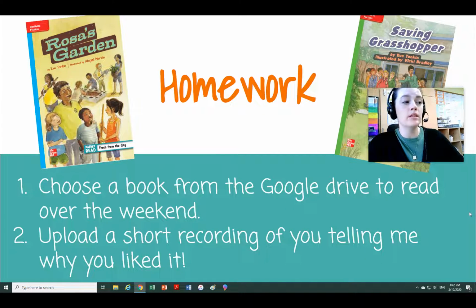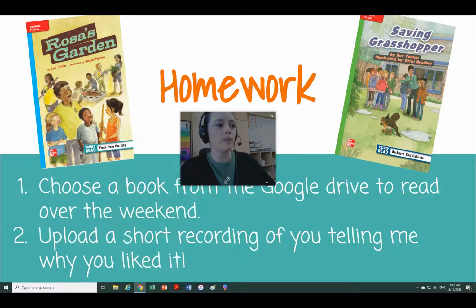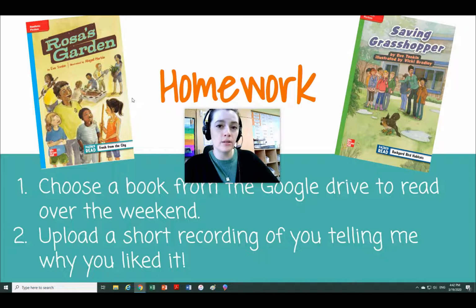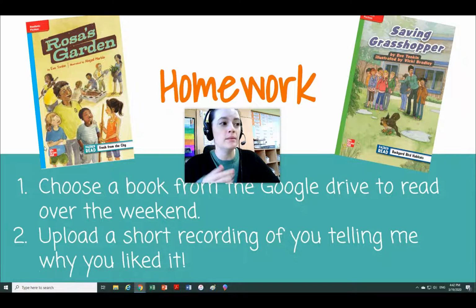Now, this weekend, you are going to choose a book from the Google Drive to read over the weekend, just like we did last weekend. Now, you can choose Rose's Garden or Saving Grasshopper. It's your choice. After you finish reading the book, I will have a Class Dojo assignment ready for you. Upload a short recording of you telling me why you liked the book. That's it. That's all you have to do.